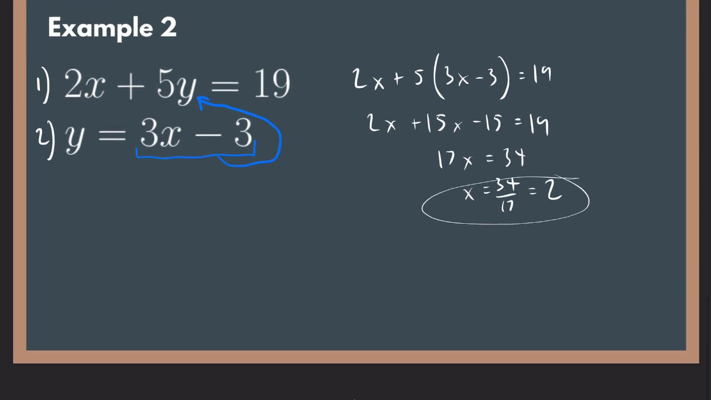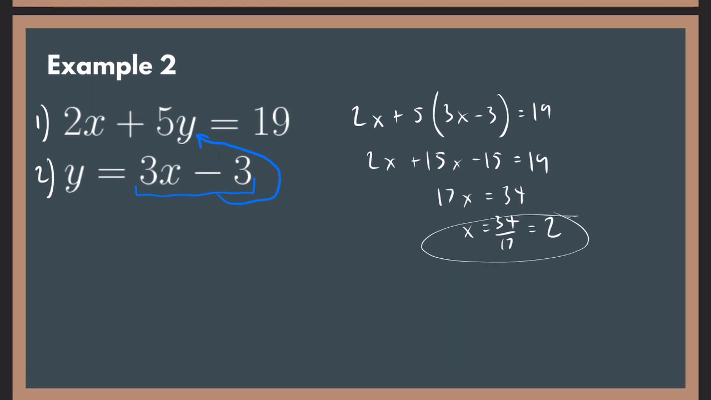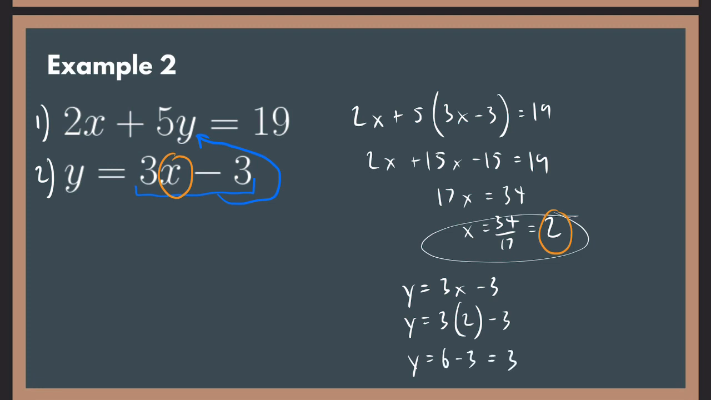Now that we know the value of x is 2, we can plug in this 2 for the x in our second equation. y equals 3x minus 3. y equals 3 times 2 minus 3. y equals 6 minus 3, which is equal to 3. Since we now know that x is equal to 2 and y equals 3, we can say that our solution for this system of equations is (2, 3).